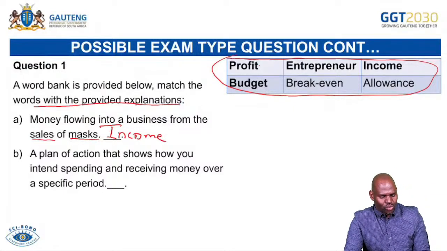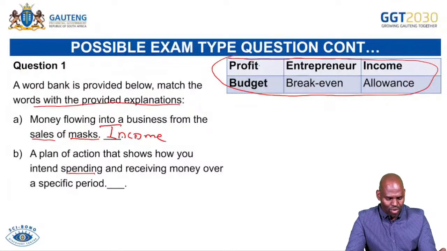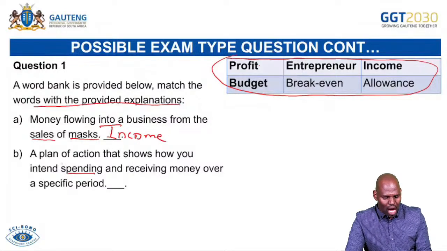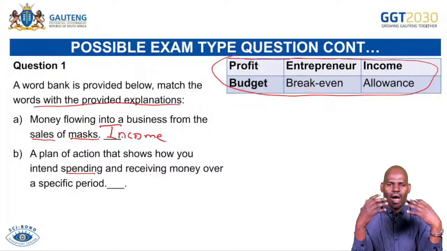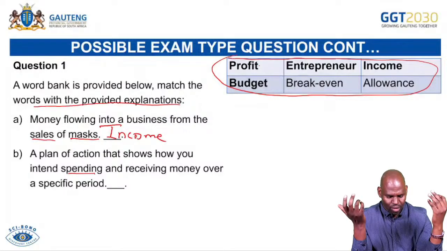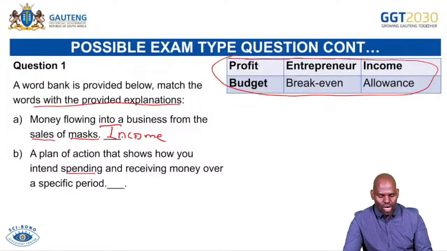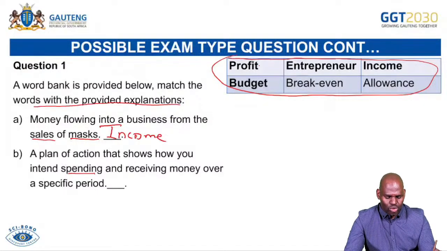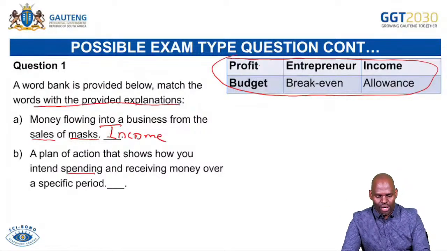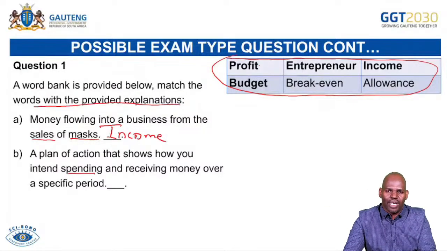And then the next one is a plan of action that shows how you intend spending and receiving money over a specific period. A plan of action that shows how you plan spending your money and receiving money. So you need to figure out how you are going to receive money and spend it, or how you are going to spend money, but how are you going to get it? In this case, you'll be talking about budget.